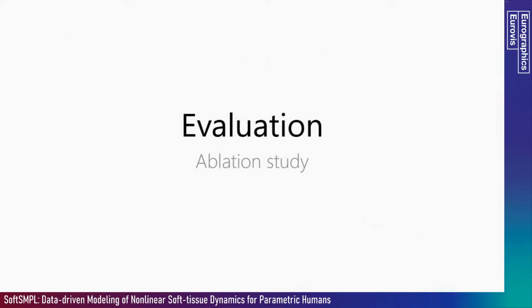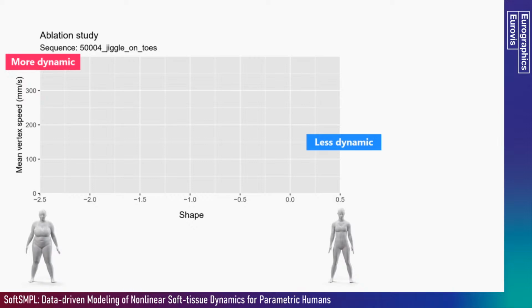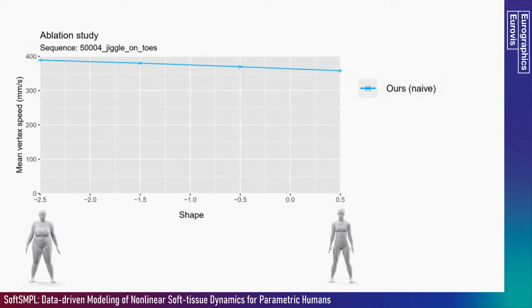For the evaluation, we first test how each contribution affects the overall performance of the model. In the following plot, the horizontal axis represents the body shape, while the vertical axis shows the average vertex speed. For a body shape with a lot of soft tissue, we would expect the vertices to move much more than in the case of a lean body. When training our network without any of the contributions, that is, without augmenting the dataset and using joint rotations to represent the pose, we observed that the model generalizes poorly.